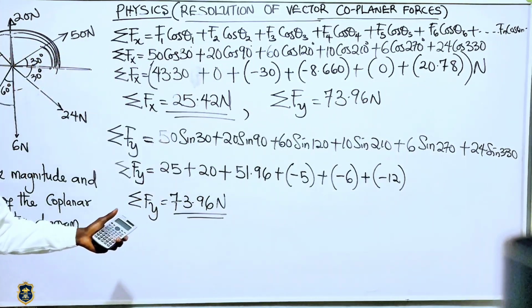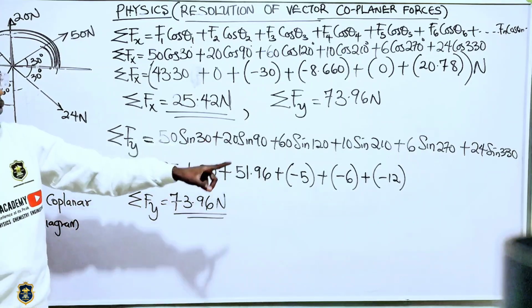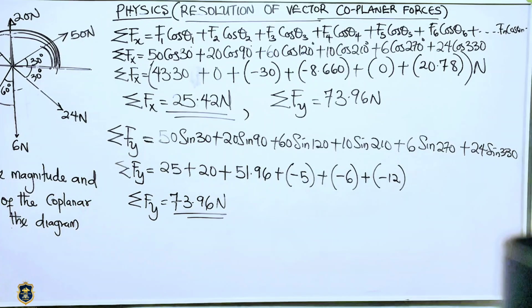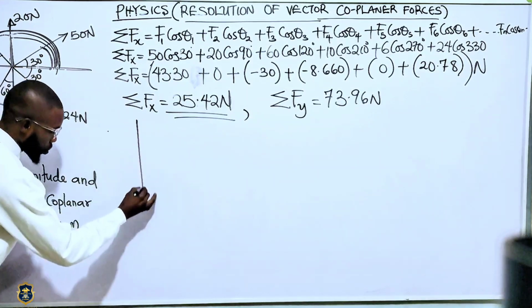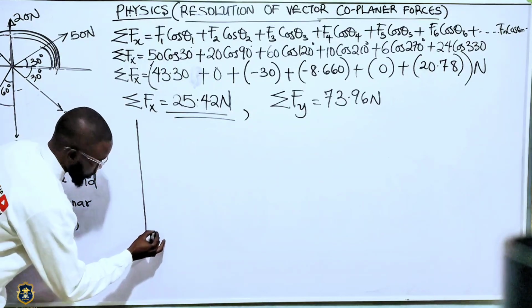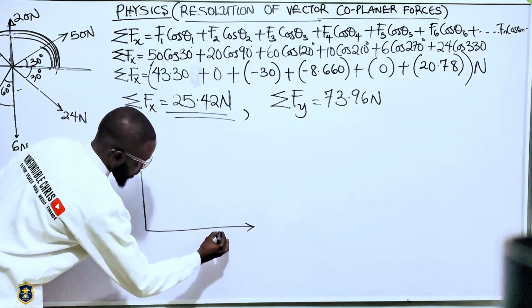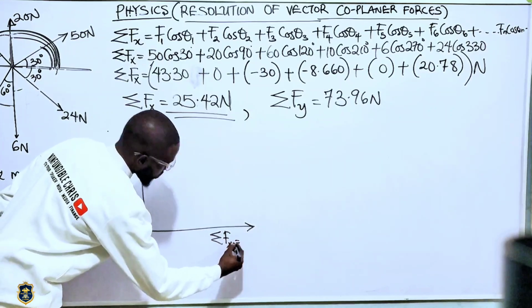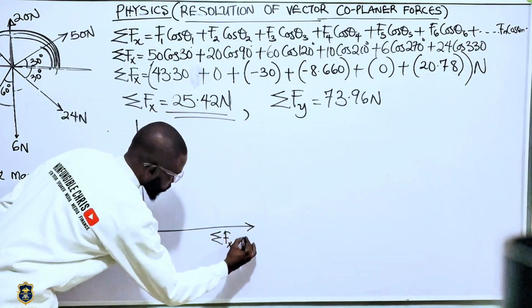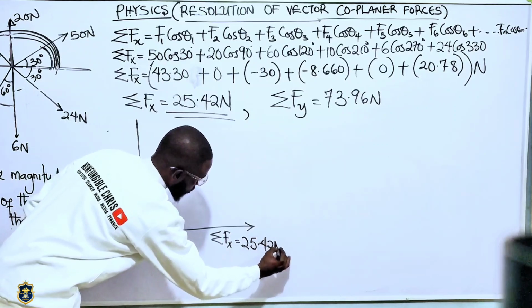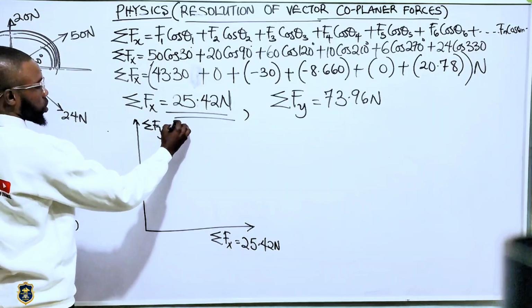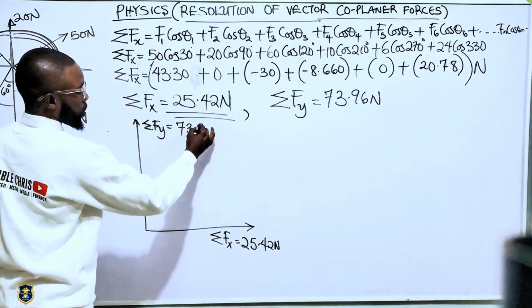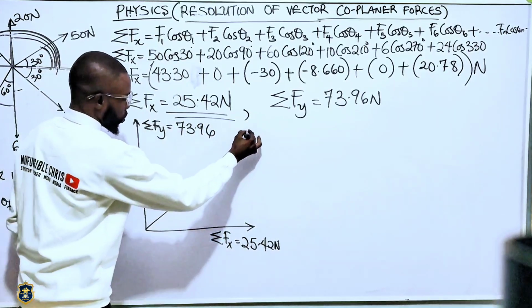So by resolving these forces, let me clean this part of the board so that I can use it to do the resolution of the force and find our resultant vector as well as our direction. Let's resolve the forces into their X and Y components. For the X axis, our ΣFx gave us 25.42 newtons, and for Y, ΣFy gave us 73.96. Our job is to find the resultant.